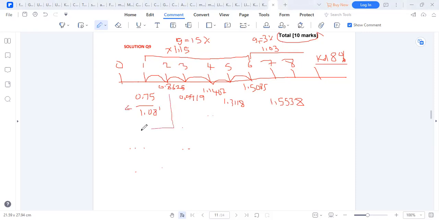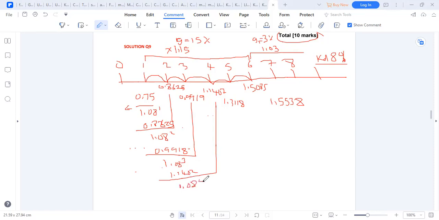This one would be 0.8625 divided by 1.08 to the power what? 2. This one will be 0.9919 divided by 1.08 to the power what? The power 3. And this one, 1.1407 divided by 1.08 to the power what? 4.